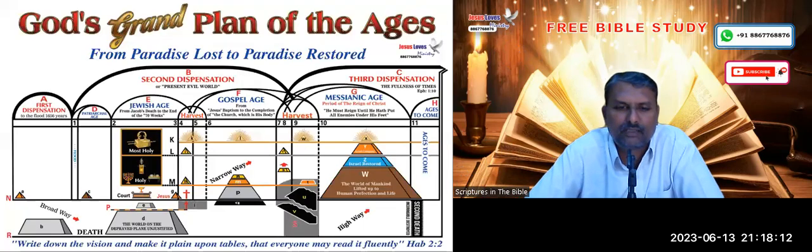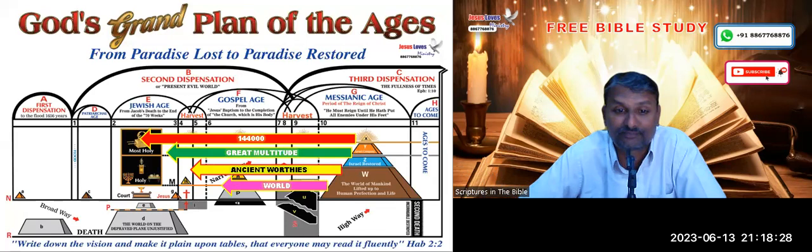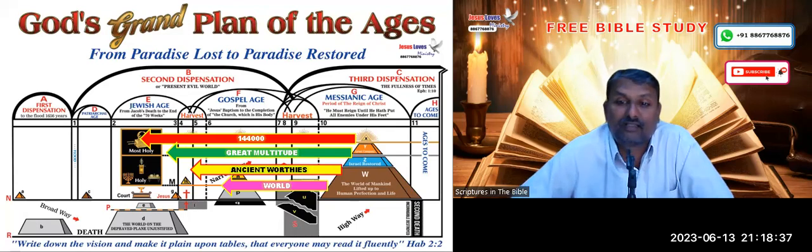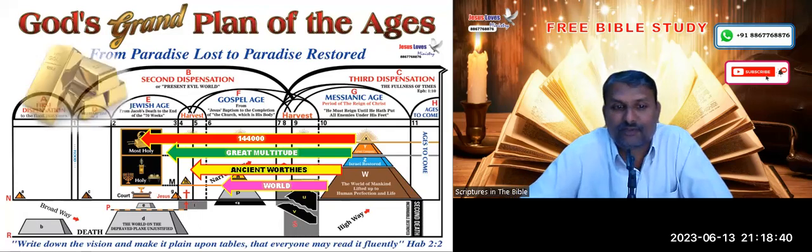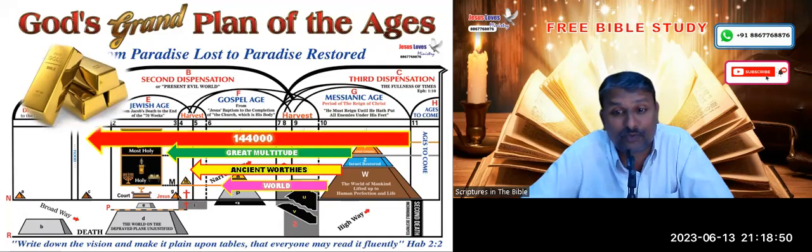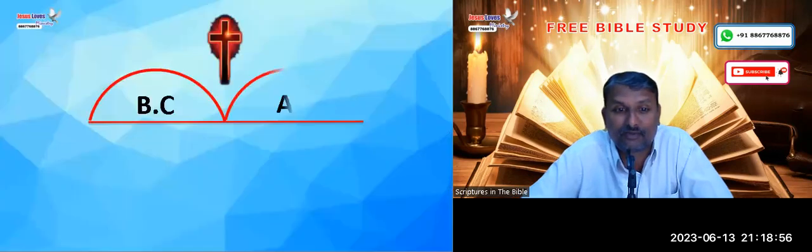Now you simply tell me, in the four categories, who will go to divine nature, the nature which God has, immortal nature? Who will go, brother? Who will go to immortality, to be like God? The top two, no? So both will go? No, 144,000 only. Very good, brother. Therefore, it is shown by gold. Gold signifies divine nature. Similarly, this represents the 144,000 who will go to divine nature. Very simple.